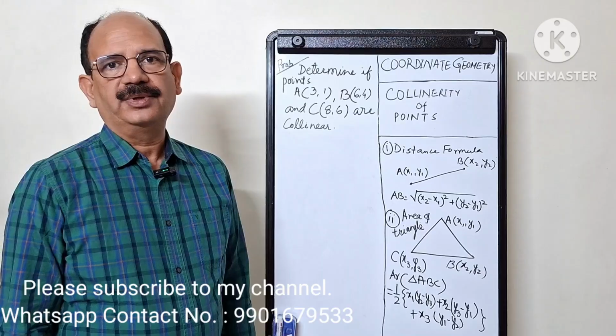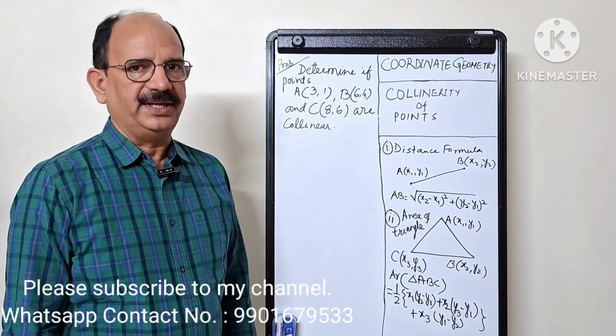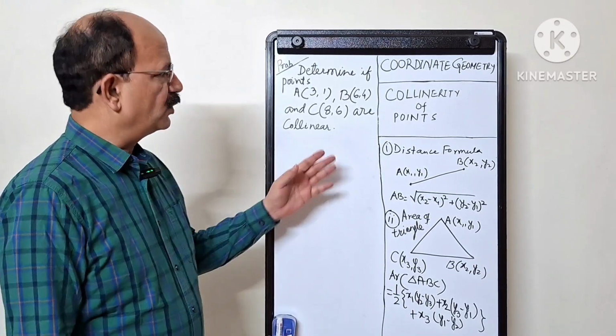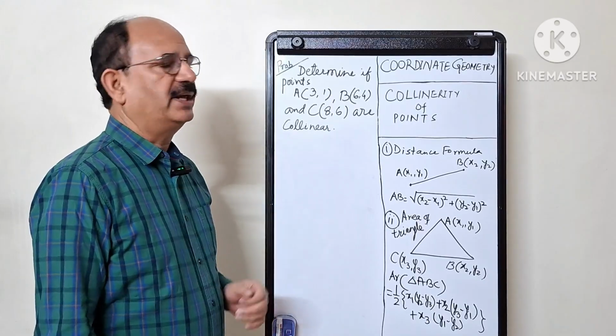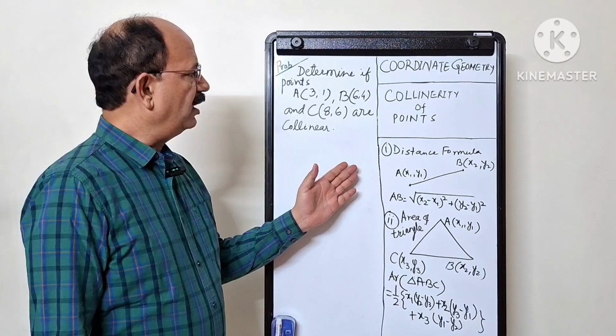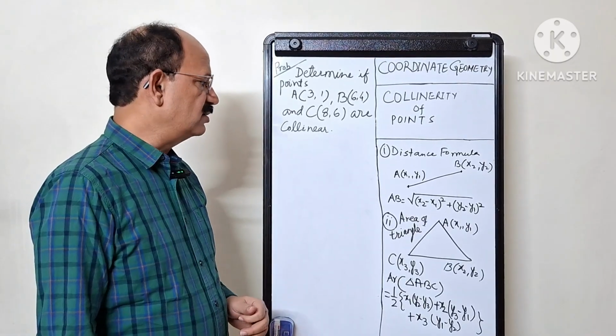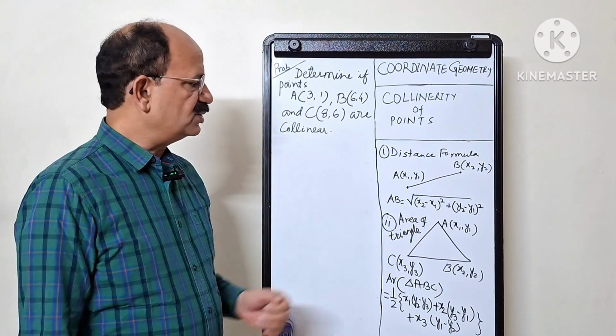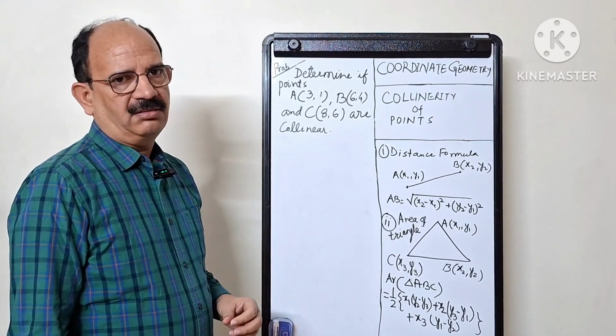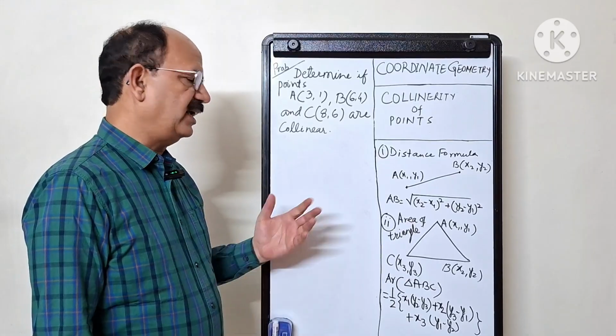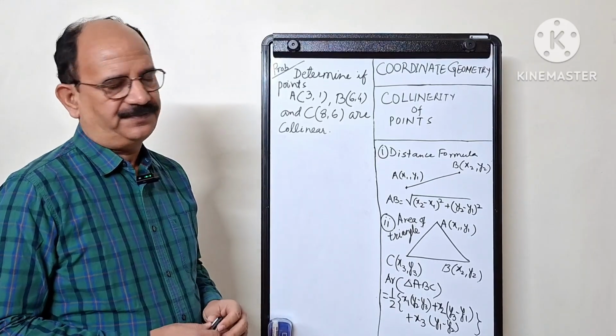Today I'm going to talk about one topic in coordinate geometry, that is collinearity of points. How to prove that 3 points are collinear. There are two approaches through which the collinearity can be proved. One, using the distance formula and the concept of triangles. Second is using the area of the triangle formula and again using the concept of triangles.